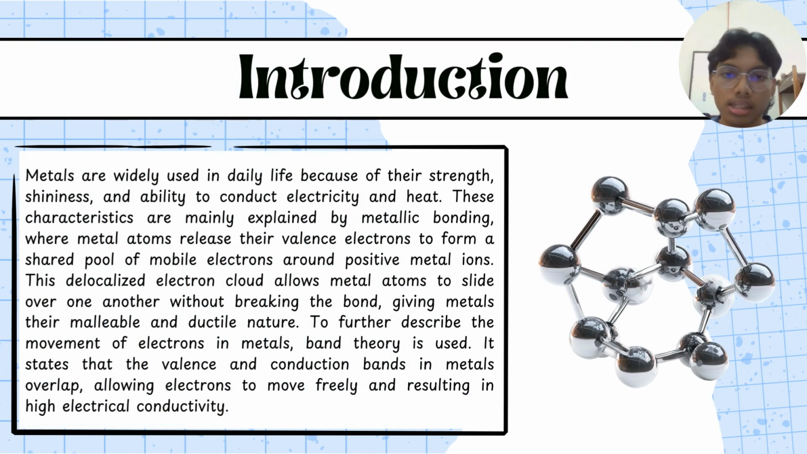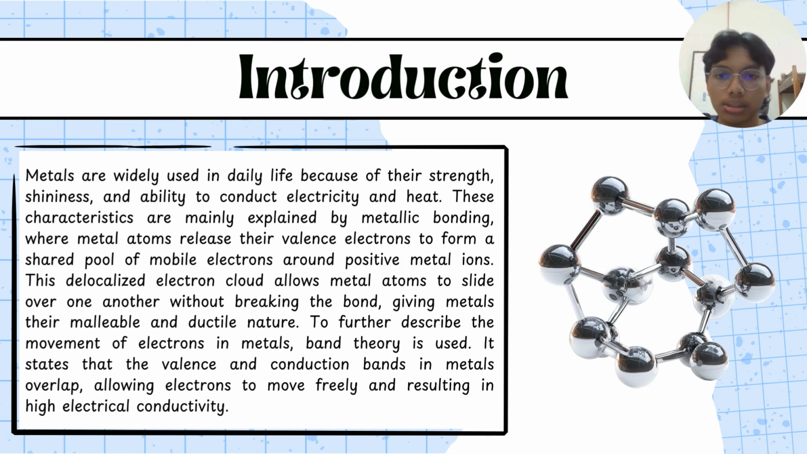For the first one is introduction. Metals are widely used in daily life because of their strength, shininess, and ability to conduct electricity and heat. These characteristics are mainly explained by metallic bonding, where metal atoms release their valence electrons to form a shared pool of mobile electrons around positive metal ions.